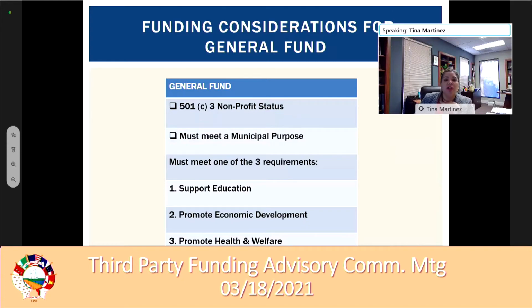Some considerations when we talk about general fund applications. They have to be 501c3 nonprofits. They must be meeting a municipal purpose, and they must meet one of three requirements: supporting education, promoting economic development, or promoting health and welfare.